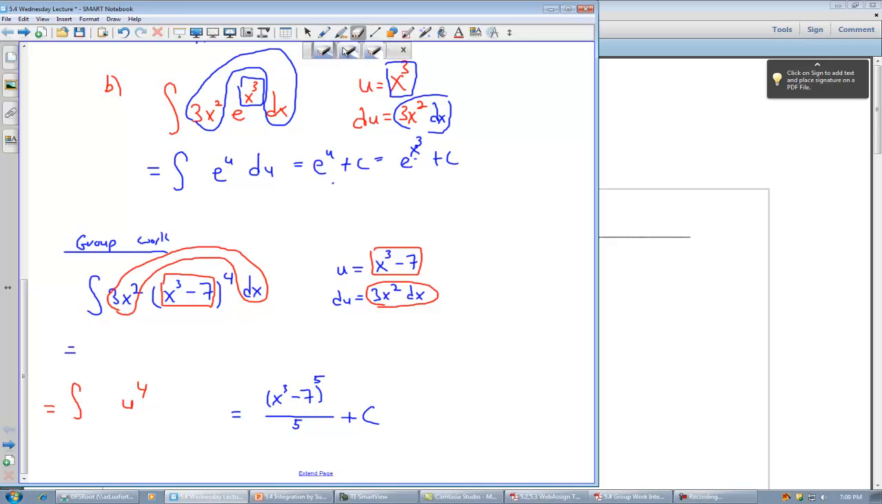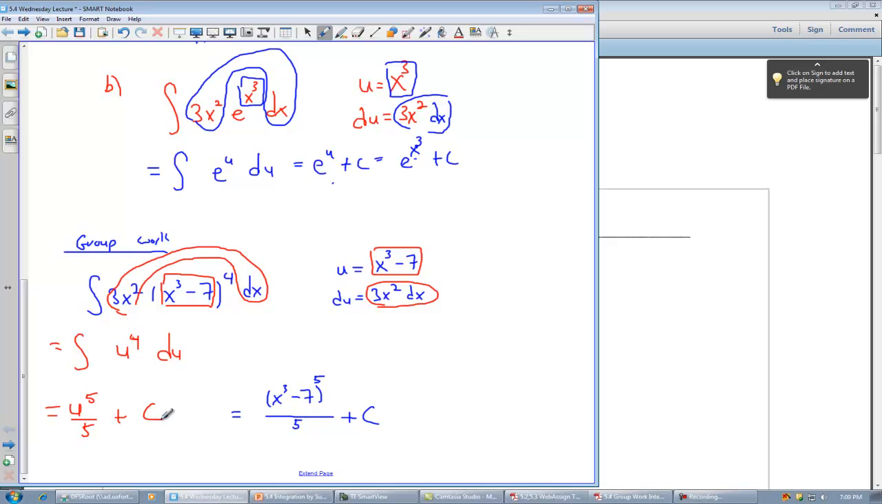Let's move this up. All right, so this is going to be equal to the integral of u to the 4th. And here, this is my du. So 3x squared dx is just my du. Now this is just a power of u, which I can integrate. I add 1 to it, so u to the 5th divided by 5.